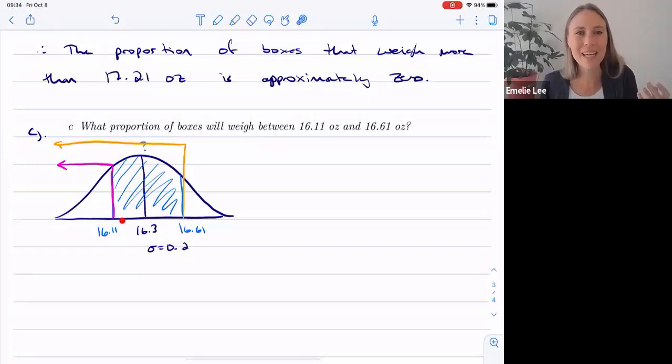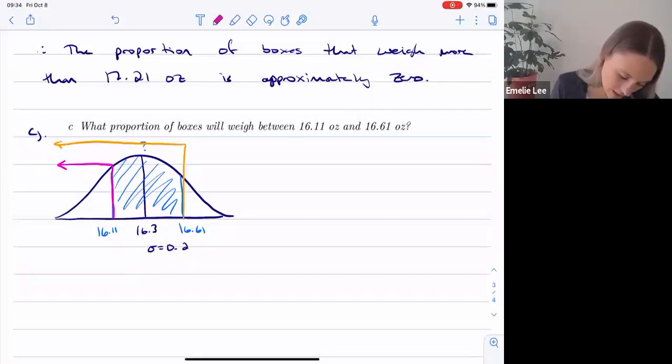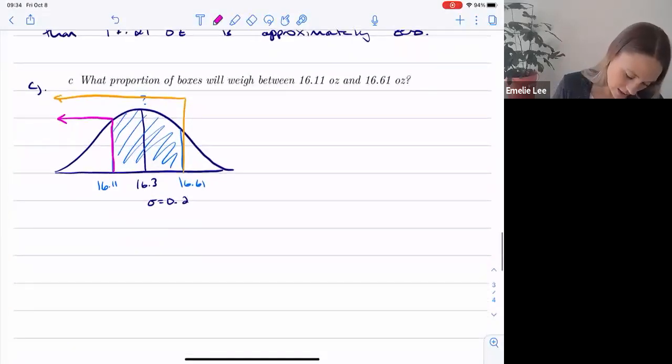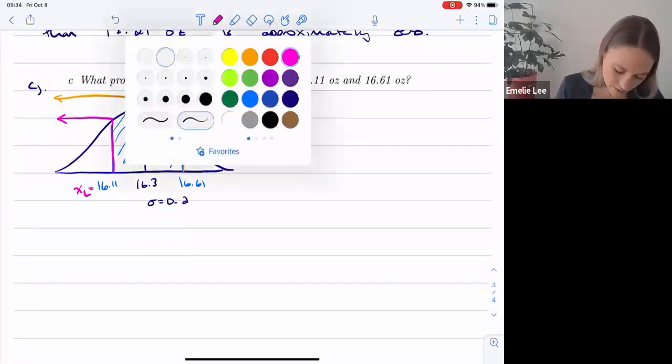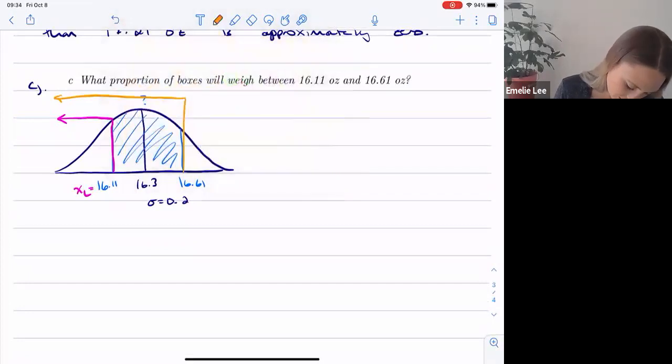What's going to happen then is that we're going to have a Z score for the lower bound and a Z score for the upper bound. Right, and so what I'm going to do is use X lower, and then I'll keep using these colors, X upper.